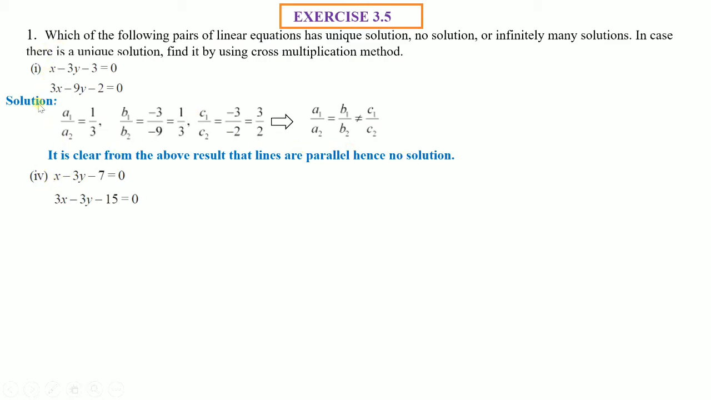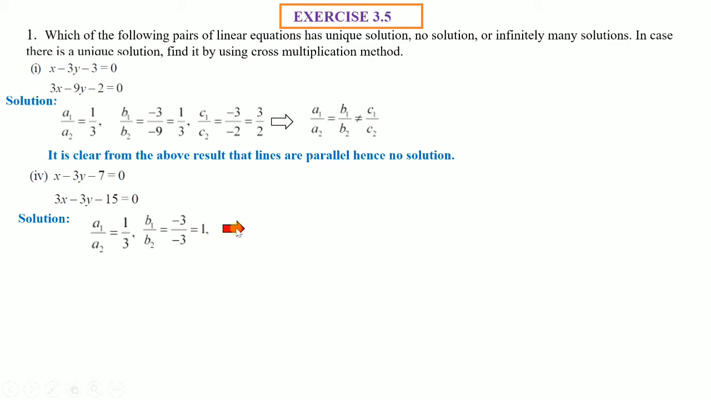Same question number 1, and part number 4 says x minus 3y minus 7 is equal to 0, the first equation, and the second equation is 3x minus 3y minus 15 is equal to 0. Let us go for its solution. Here a1 upon a2 is, with no coefficient meaning 1, and here we have 3, so 1 upon 3. Next is b1 upon b2, that is minus 3 upon minus 3, so minus 3 cancels, equal to 1.